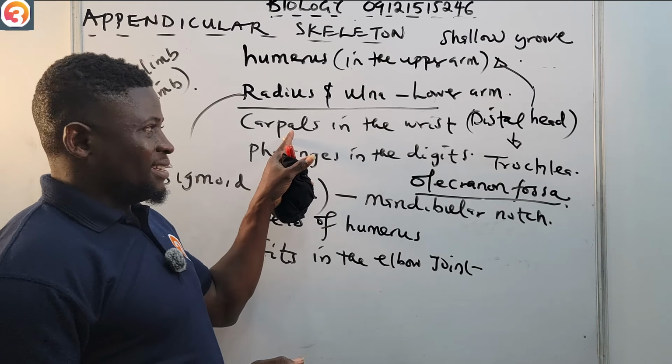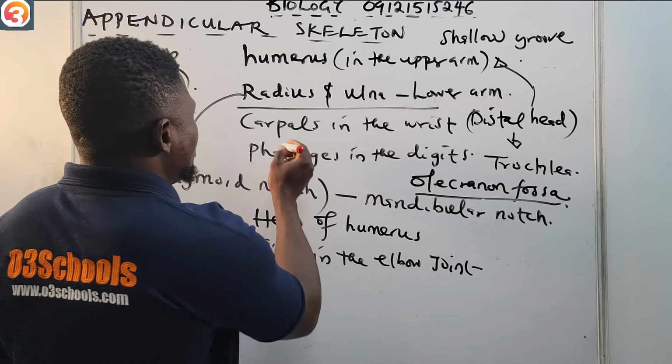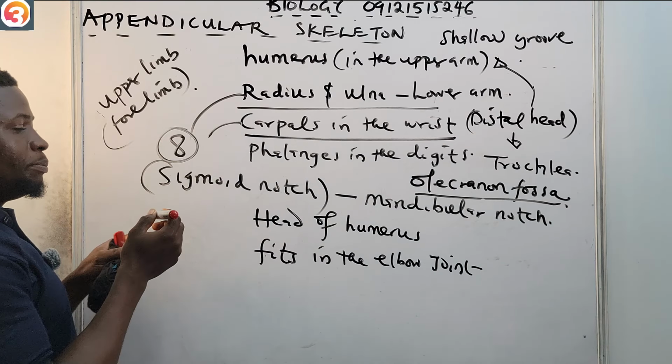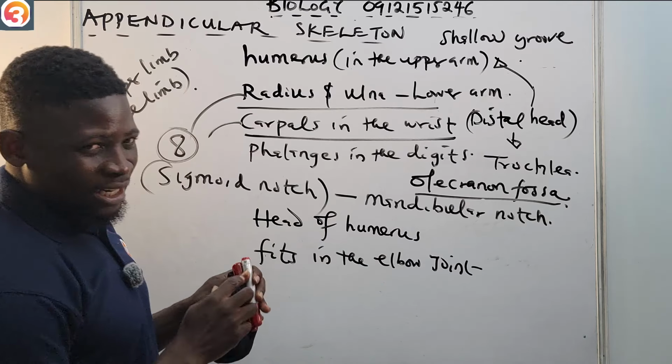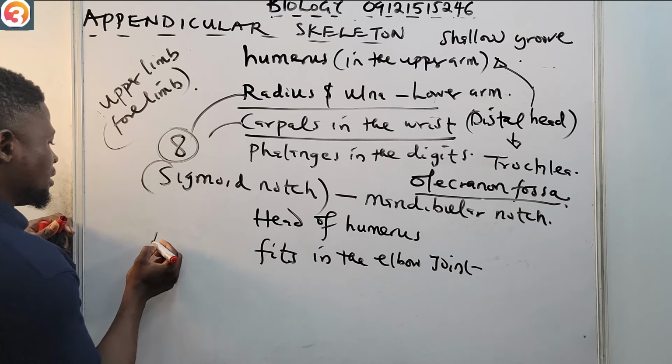Now the carpals are the bones in the wrist. As you are seeing here, there are bones in the wrist, and they are 8 in number. Please take note of that. The carpals are bones of the wrist, and they are 8 in number. They also have what we call the metacarpals.